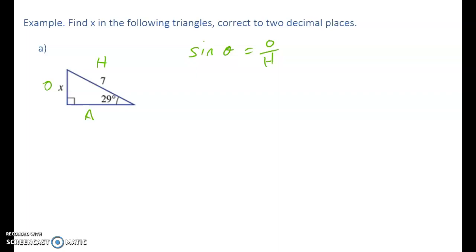Now I'm going to substitute the information that I have. So I have the angle and I have the hypotenuse. And when we substitute those in, we get sine 29 degrees equals x over 7, and we're looking for x. We want to get it by itself, so we've got to get rid of that dividing by 7. So let's multiply both sides by 7.